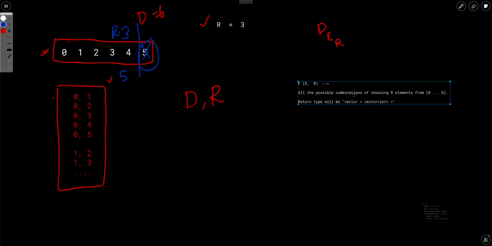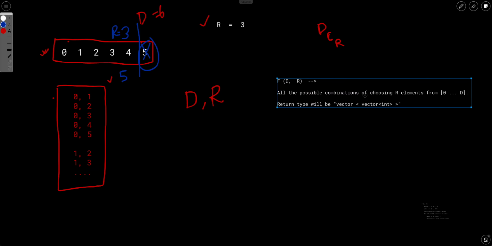the function f of d comma r. So f of d comma r denotes all the possible combinations of choosing r elements from 0 to d, and the return type of f of d comma r will be a vector of vector of int. Basically, the inner vector of ints denotes the current choice. You can see this is the first vector, and this entire list is a collection of vectors. That's why the return type of f of d comma r is a vector of vector of int, where every inner vector is of exactly size r.